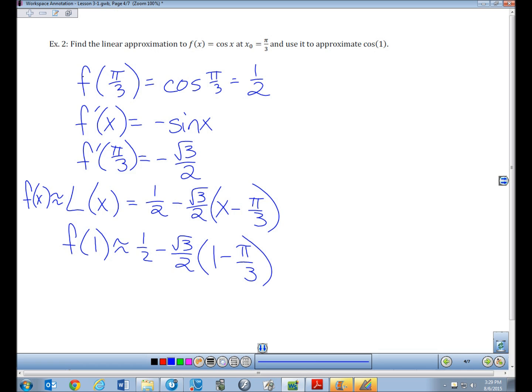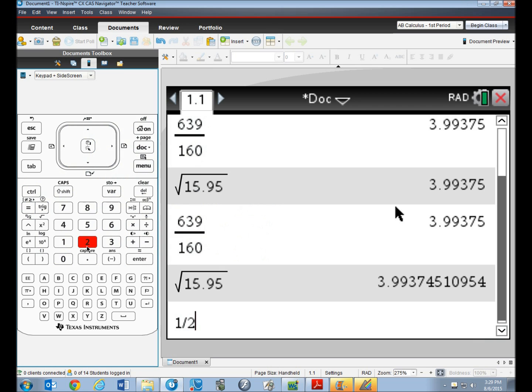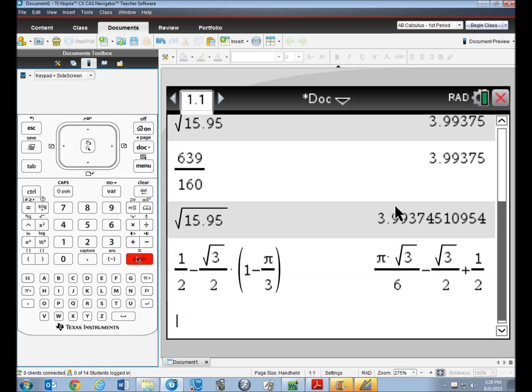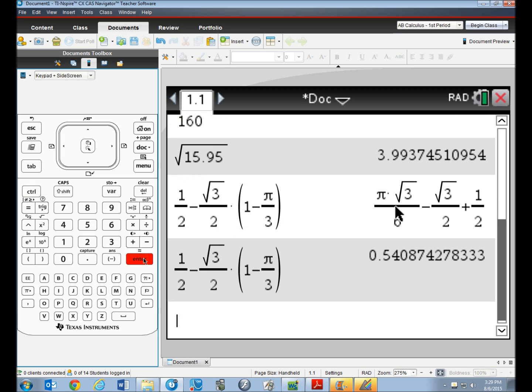But if you consider the fact that before there were calculators, people had already calculated what root 3 was and had already calculated what pi was to a certain number of decimal places. And so they were able to actually do these calculations with pencil and paper. Now, we're not that advanced, so let's go ahead and use our calculator. So we have 1/2 minus root 3 over 2 times 1 minus pi over 3. There we go. So we get 0.540874.